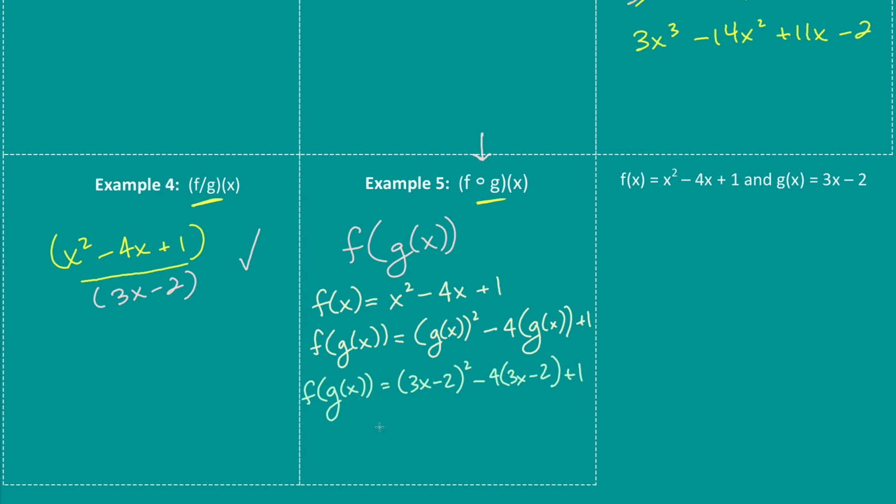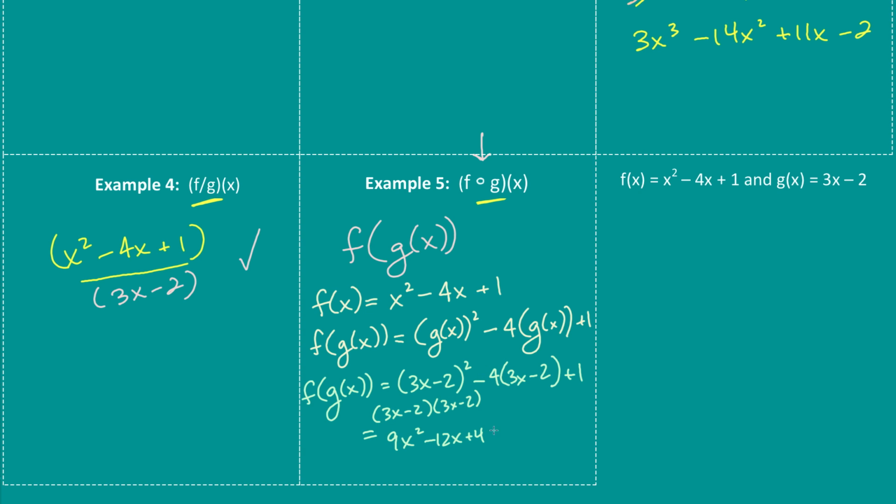Now let's distribute. Don't forget, especially with all these squares, that 3x minus 2 squared is 3x minus 2 times 3x minus 2. So you got to double distribute and give yourself 9x squared. That'd be minus 6x, which would be minus 12x, plus 4.